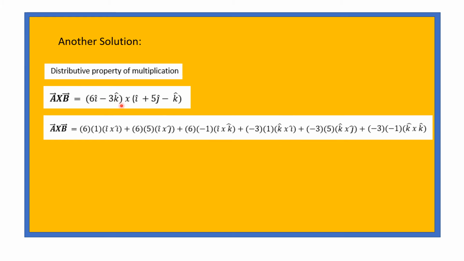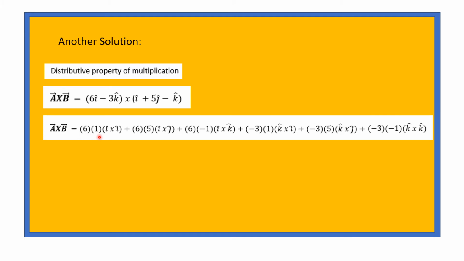Then plus, we have negative 3 times 5, and then we have k hat cross j hat. And then lastly, we have negative 3 times negative 1, so plus negative 3 times negative 1. Then we have k hat cross k hat.